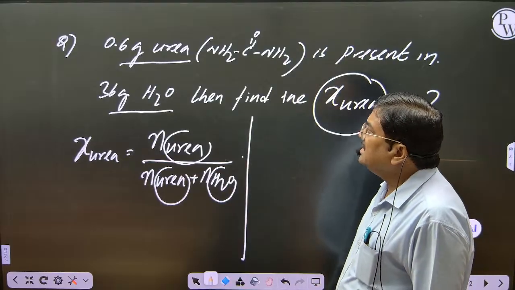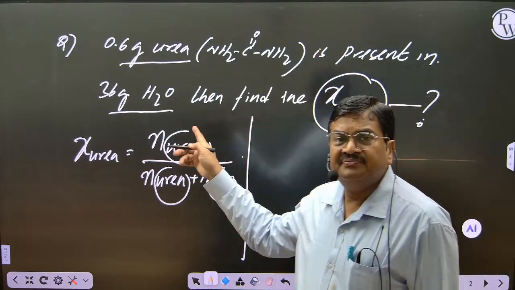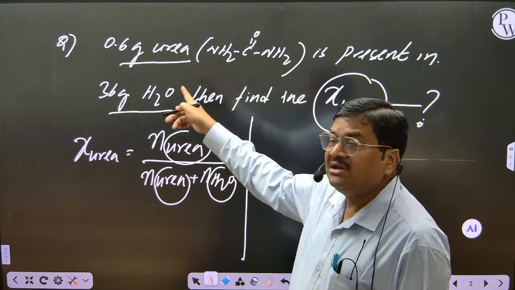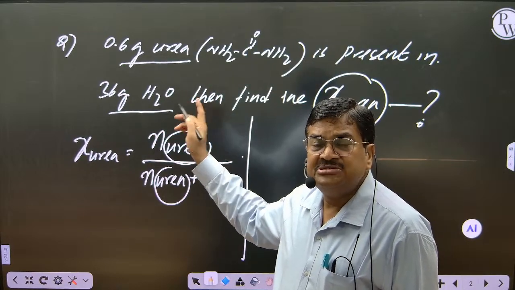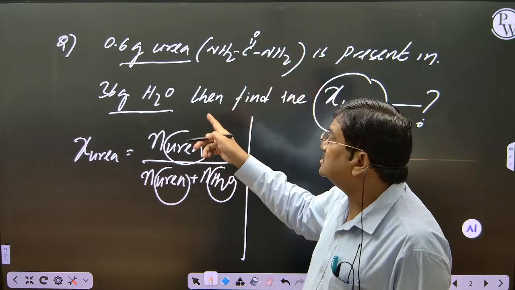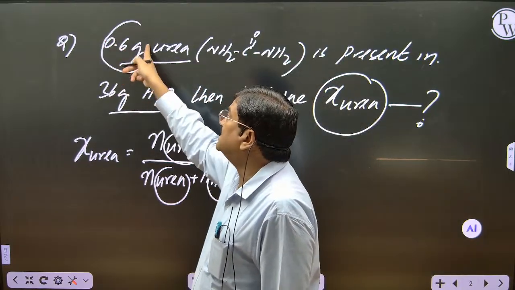Now see, student, has he given moles to you directly in the problem? Moles he has not given. What has he given? Mass is given. And you people learned the mole concept. How do you get moles? By knowing mass. So this mass we have to divide with molar mass. In order to get what?